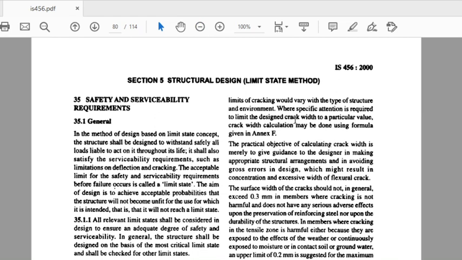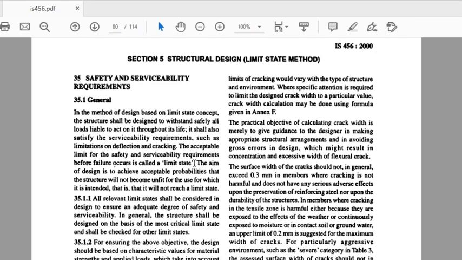I am showing both this text, that is IS 456, and the explanation is given, because you have to be very familiar with what the clauses are. In IS 456, clause 35 explains whatever I have said now, because here it states, in this method, the design is based on the limit state concept. The structures designed shall withstand safely all the loads, etc. These are the limit states.